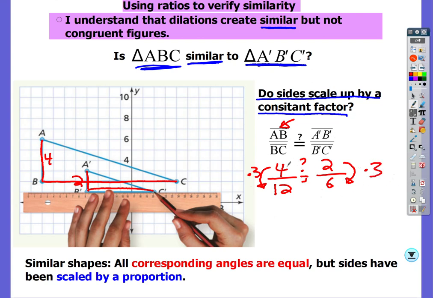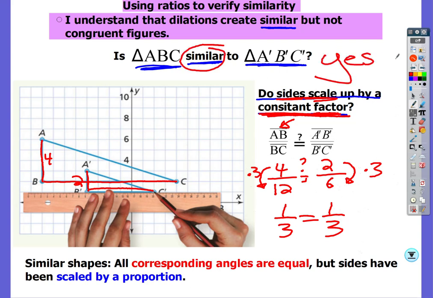And so we see the consistent scaling, and we can also just verify, are these ratios equivalent? Well, 4/12, so that reduces down to 1/3. So for every 1 unit on the small leg, there is 3 units on the long leg. And well, that's the same thing with this shape down here. It has the exact same scaling on it. So because I verified that the sides scale up by the same consistent factor, I have verified that these are similar triangles. So yes, the sides scale up by a consistent factor.